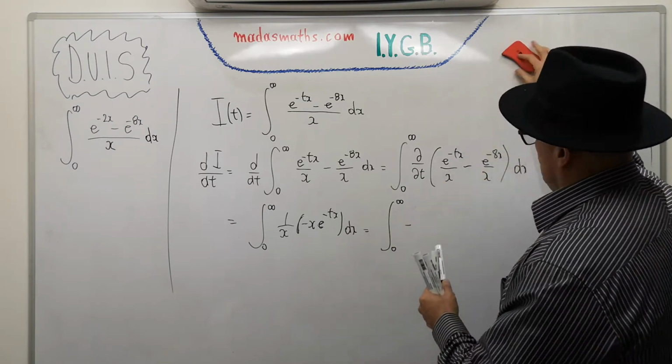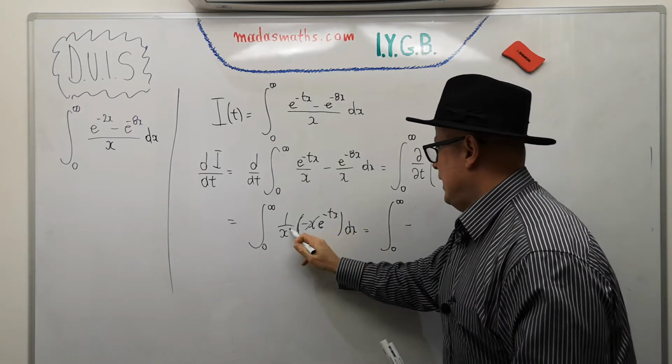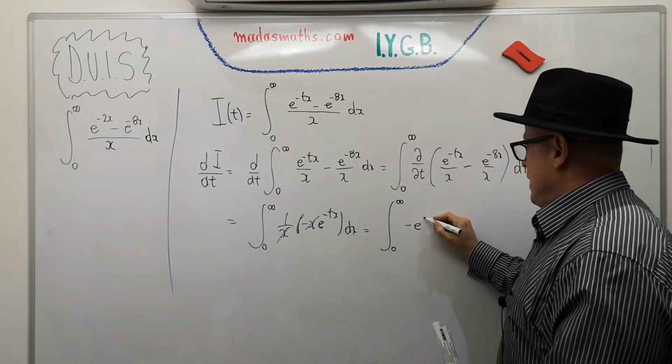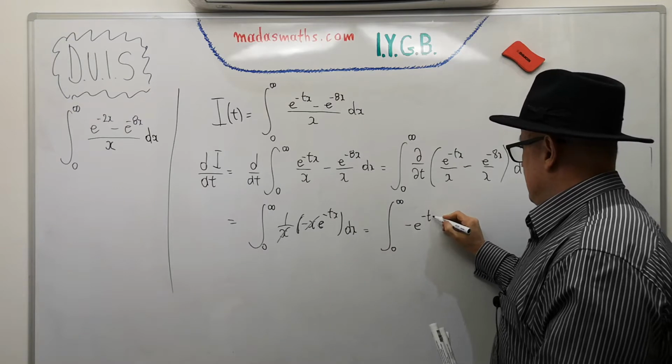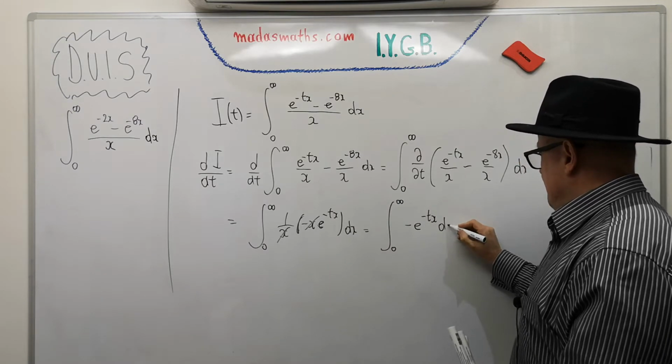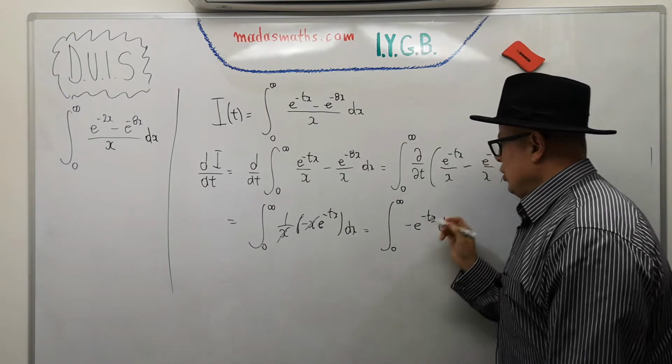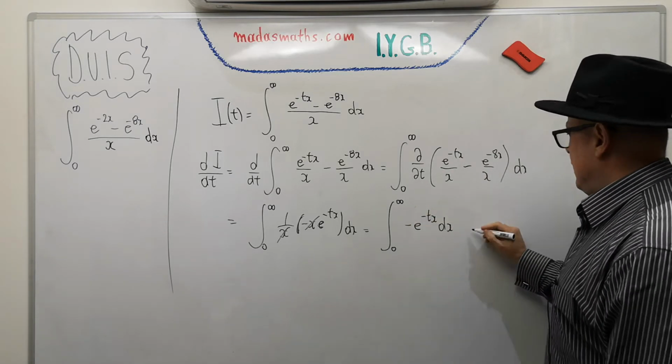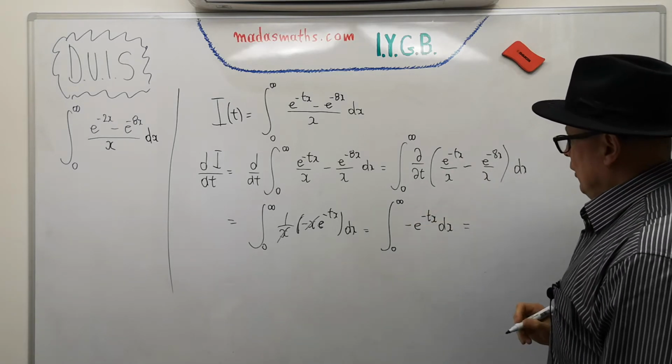Okay, let's take that off. Minus, the x's will cancel, and we'll have e to the minus tx, negative exponent, dx. I'm not going to do this analytically with limits or anything like that. It should be fairly obvious.